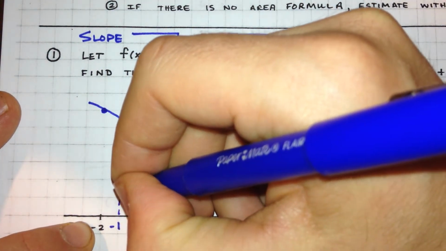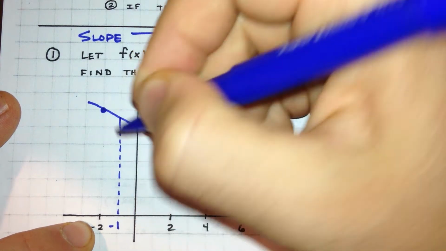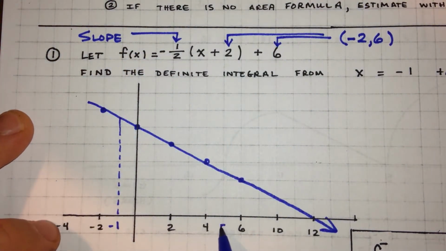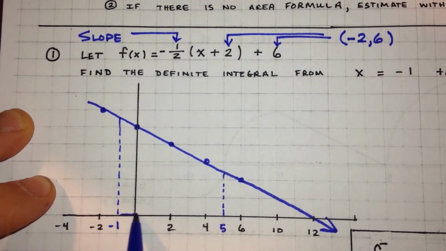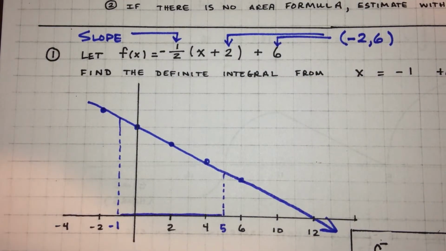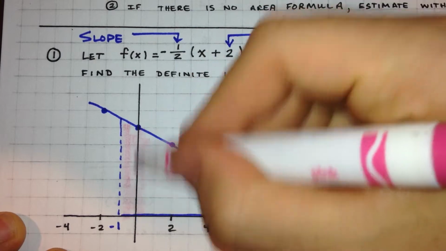And then the problem asks us to find the definite integral from -1, which would be right here, to 5, which is right here. We're bounded below by the x-axis. So we're looking for this area right here.